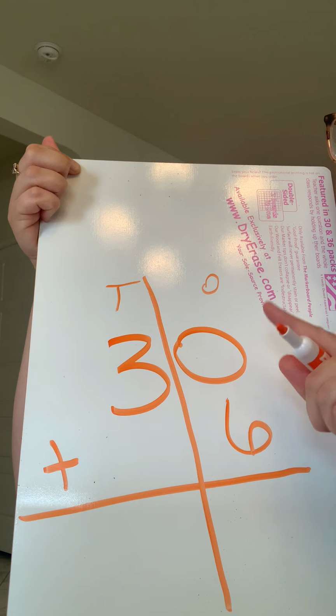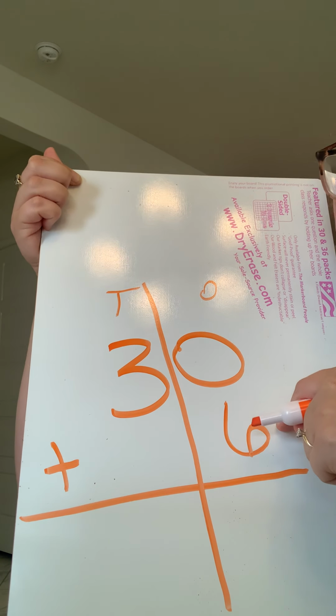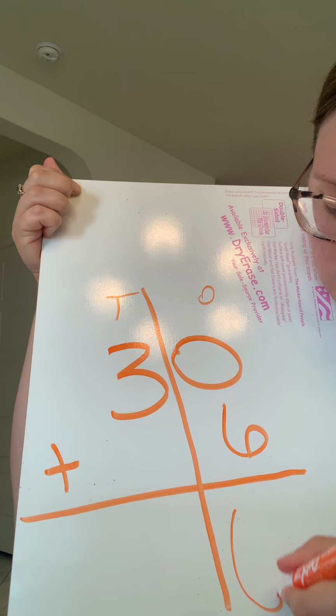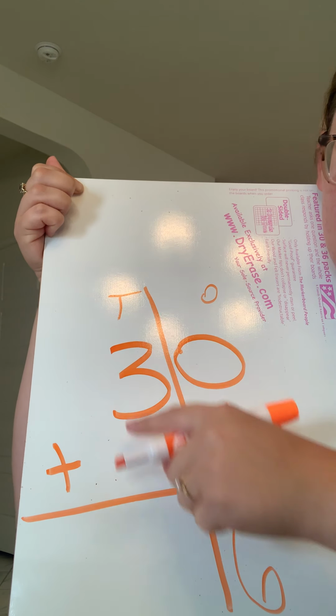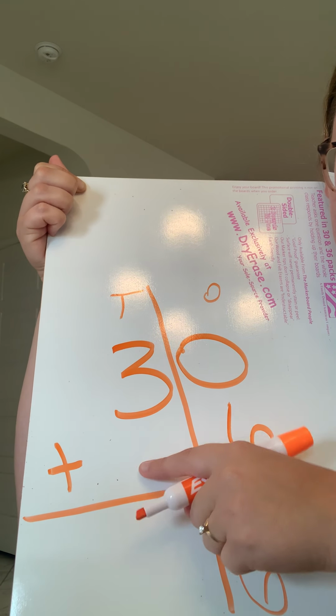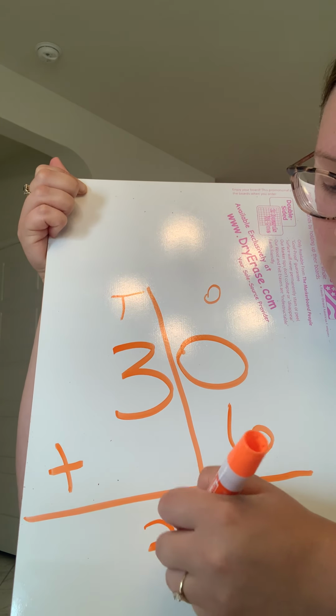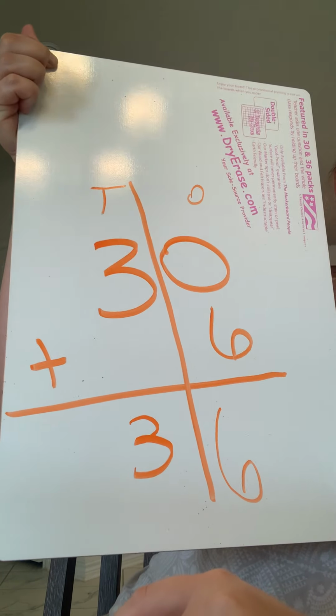I'm going to always start in my ones place. 0 plus 6 is 6. My tens place, 3 plus nothing is 3. So parents, that's the way that you learned it as a child, is to do what's called standard algorithm. So that's the answer for 1A.